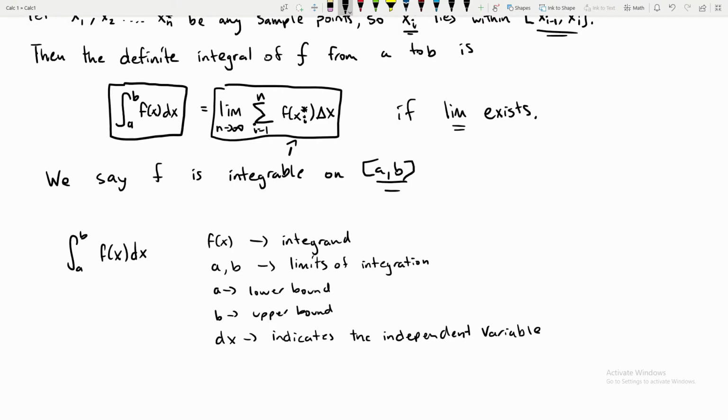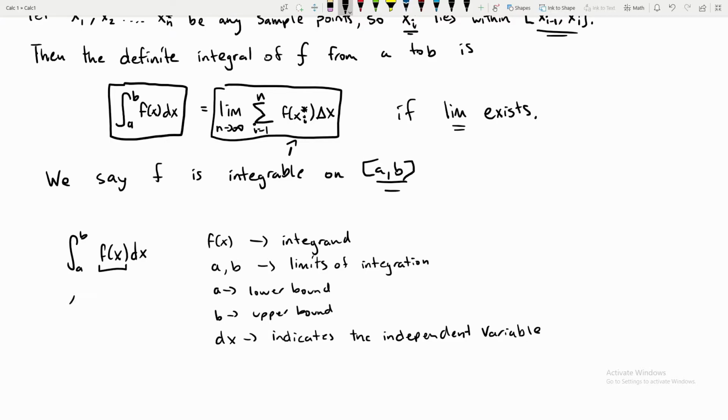So a little bit more about the notation of the integral. We call this right here, this f of x, the integrand, and it's basically the function that's being passed through the integral, and we're going to be calculating the area under that curve.